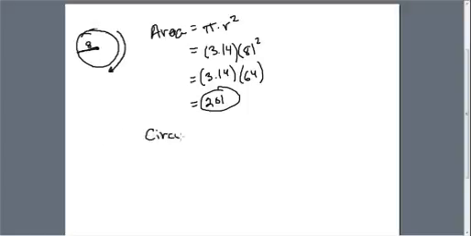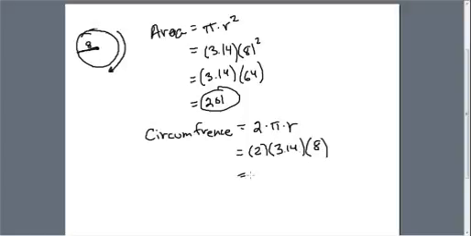The circumference is equal to 2 times pi times the radius. Note there's no squaring like in the area. It's just the radius by itself. So again, we can just plug in our numbers. We have 2, pi is 3.14, and the radius, which is given as 8. We multiply this out in our calculator, and you should get approximately 50.2. That's the circumference. That's how big this circle is around.